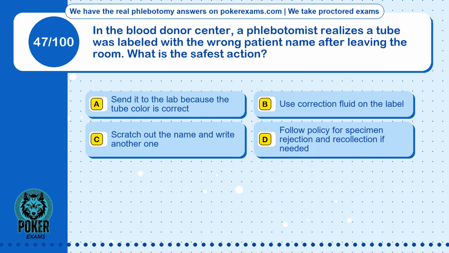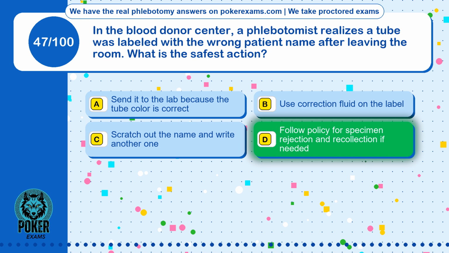Question 47. In the blood donor center, a phlebotomist realizes a tube was labeled with the wrong patient name after leaving the room. What is the safest action? Option A, send it to the lab because the tube color is correct. Option B, use correction fluid on the label. Option C. Scratch out the name and write another one. Option D. Follow policy for specimen rejection and recollection if needed.